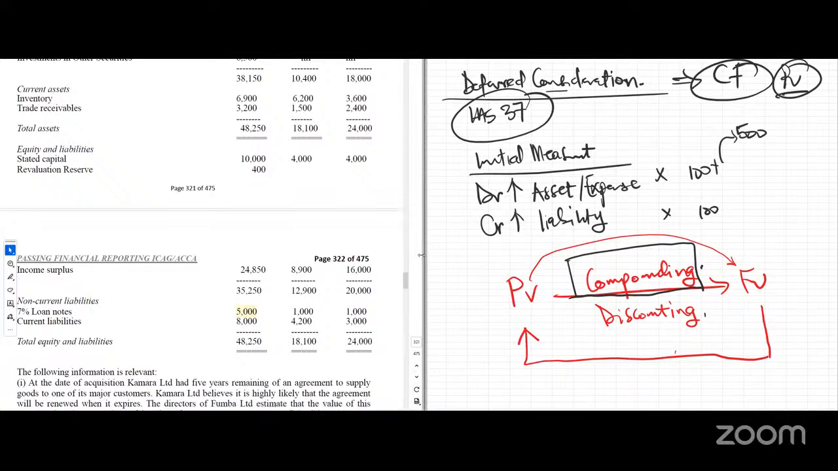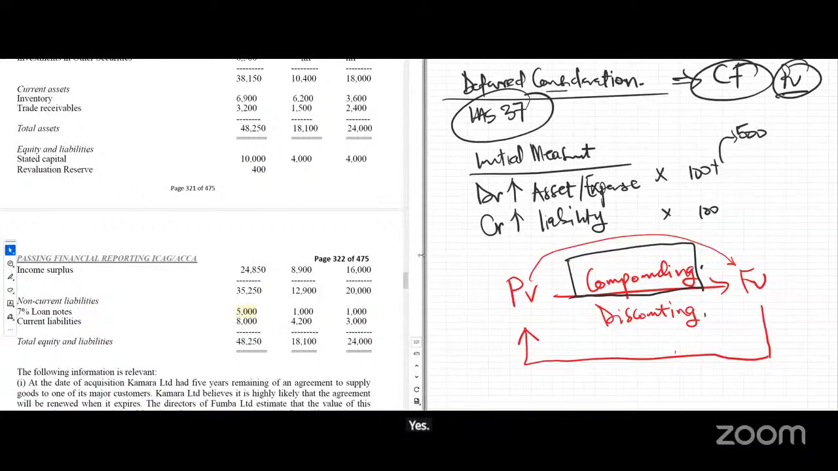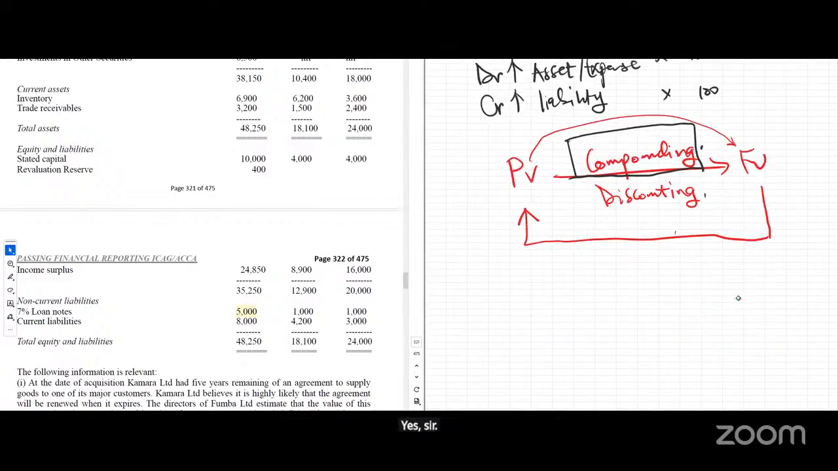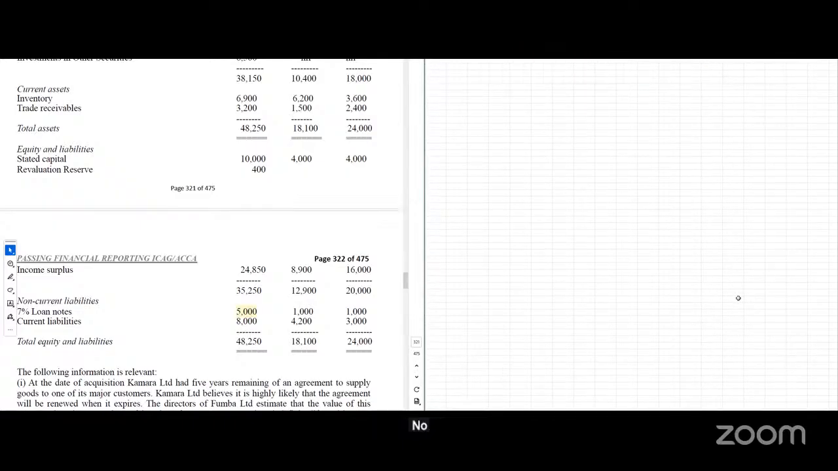Is it clear now? So if you unwind a discount, it becomes a compound. If you unwind a compound, it becomes a discount. Do you get the notion behind it now? Yes, sir. Are you sure you all get it? No, sir, I'm not clear.